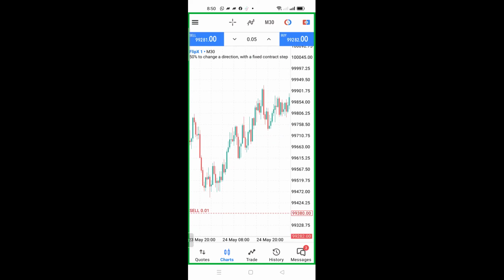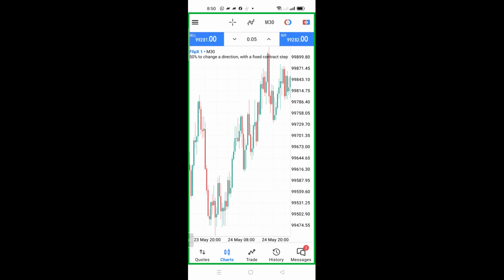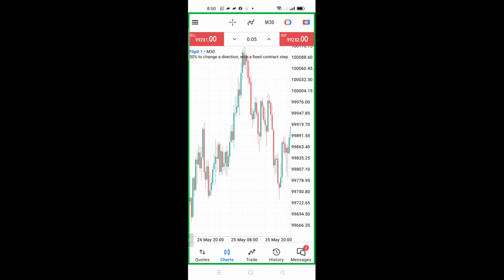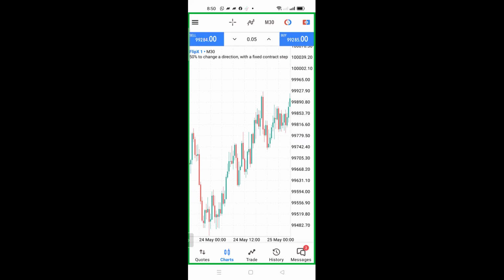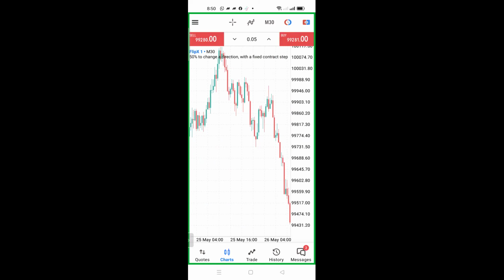Okay, so this is actually the naked chart now. Forget the asset, it does not matter. What we came here to do is to show us that you can still draw support and resistance on your mobile phone. You can draw your trend line and all of that.